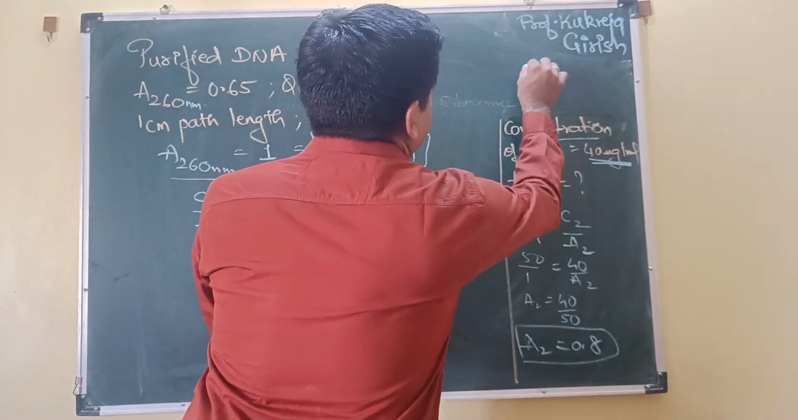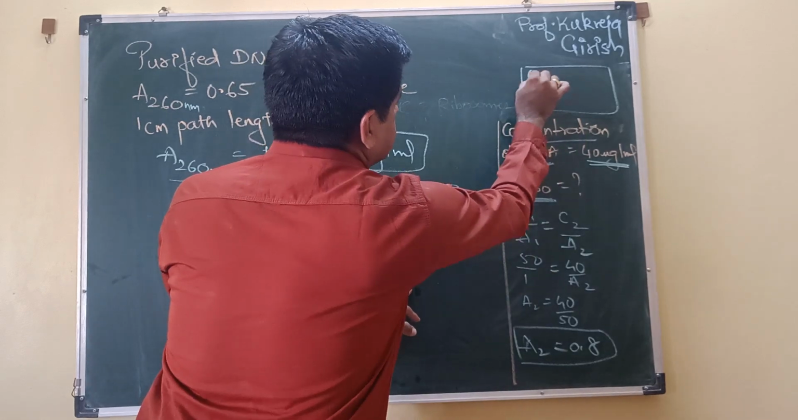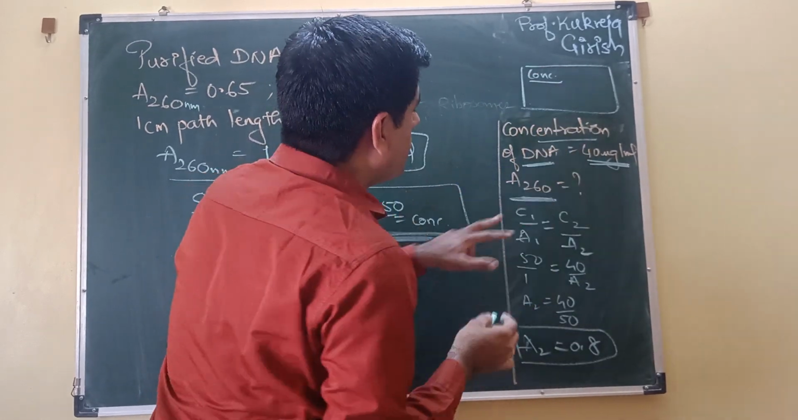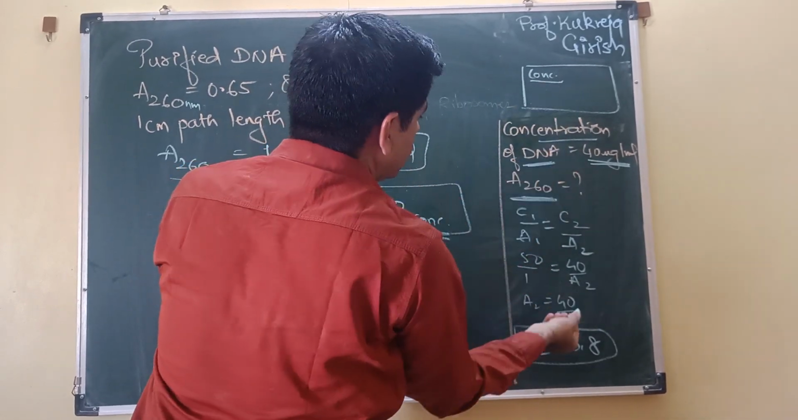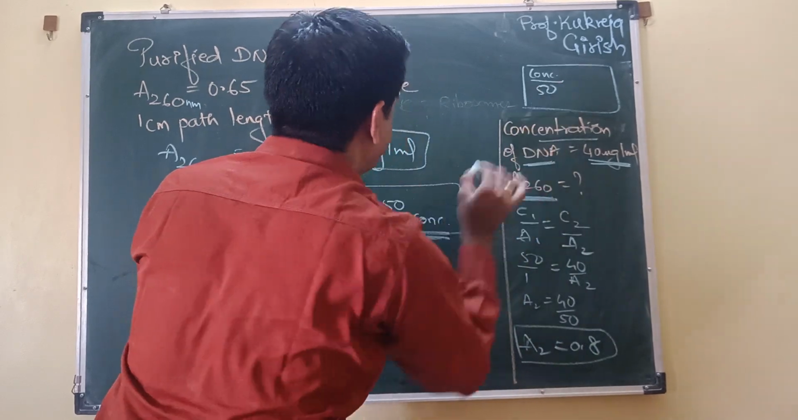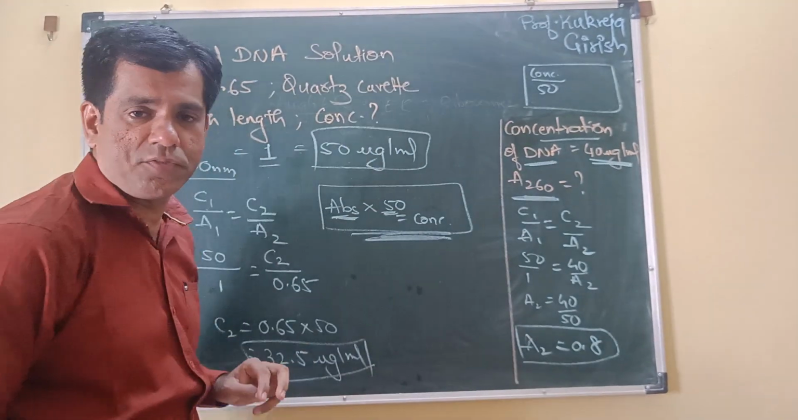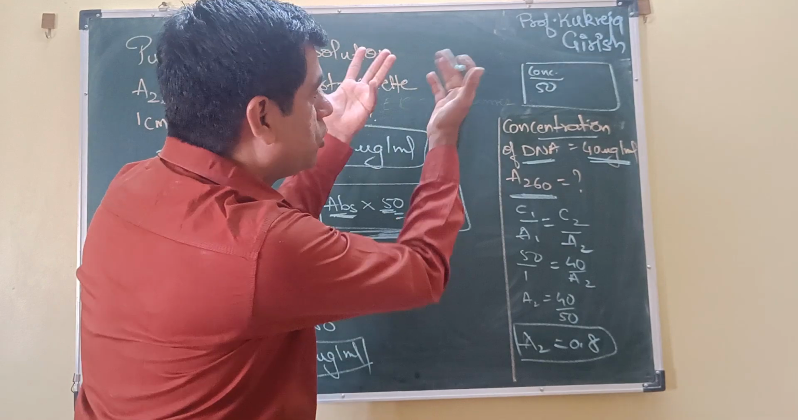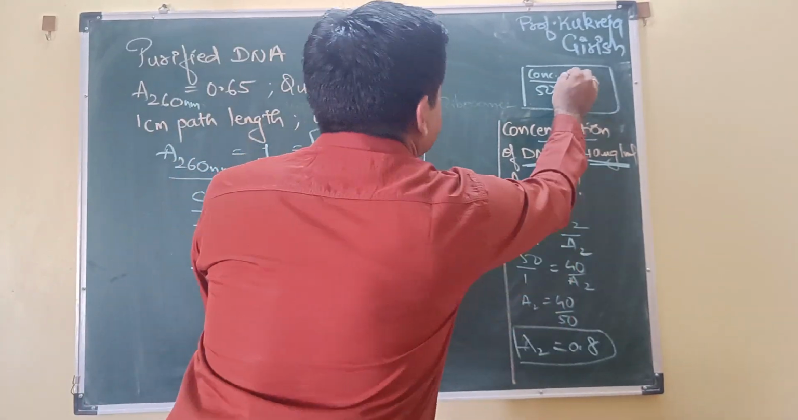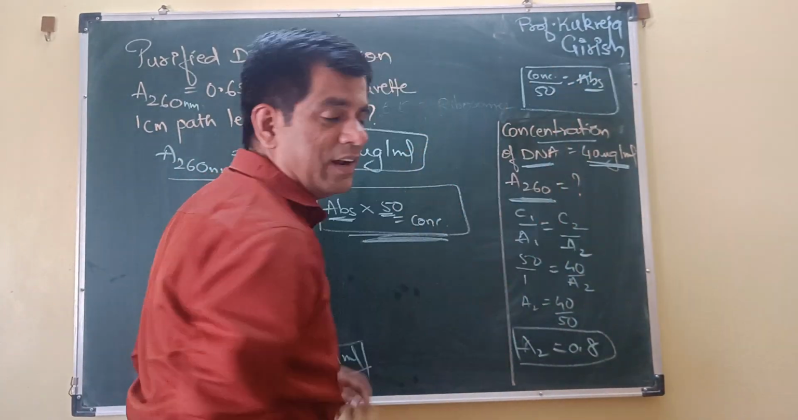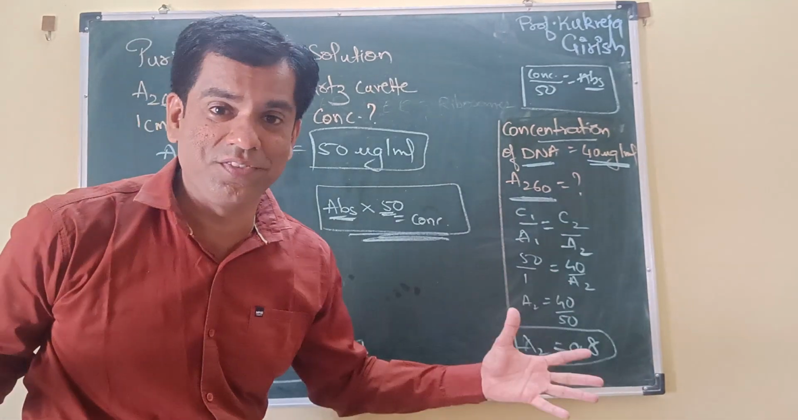So simply remember that if I know the absorbance, multiplied by 50, I get the concentration. If I know the concentration, divided by 50, I'll get the absorbance. So a lot of stuff with DNA.